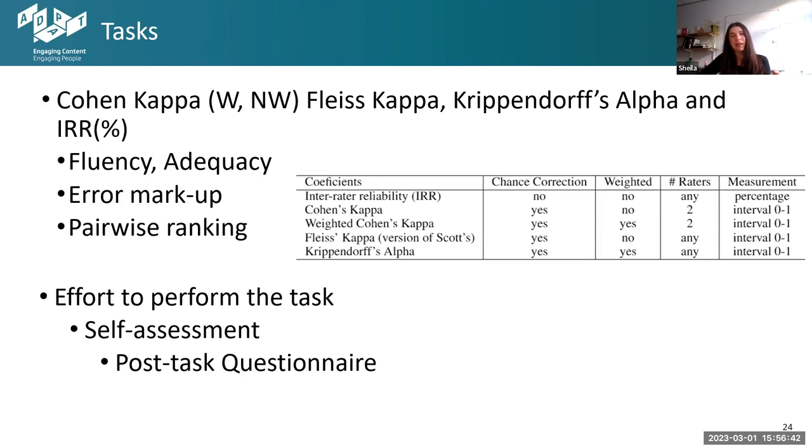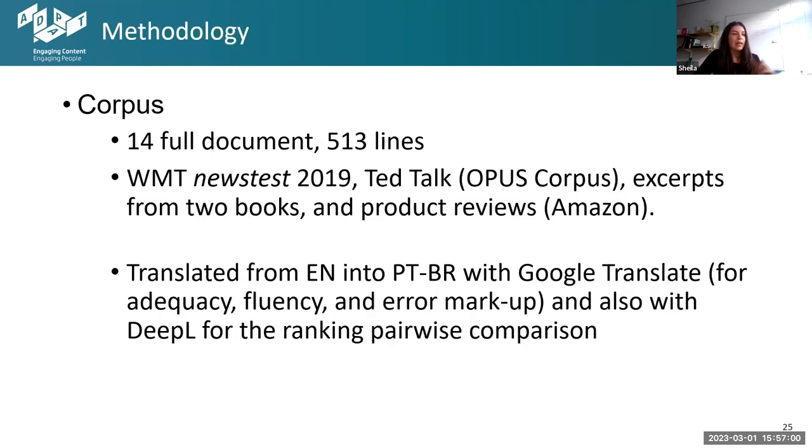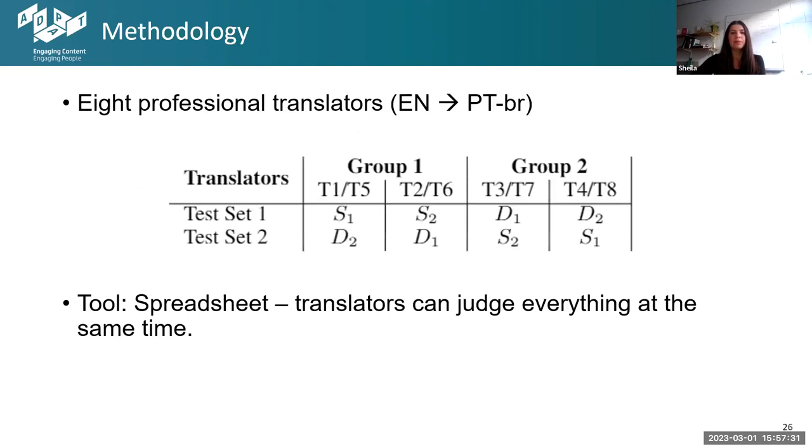I use exactly the same coefficients that I used the last time. I use the same self-assessment post-test questionnaire to measure the effort. I didn't care about time this time because it didn't work the first time. I decided to mix up the corpus a little bit. This time I used not only the WMT news test set, but I also looked into the TED Talk corpus, some literature, and product reviews as well. I translated them exactly the same way as before, from English into Brazilian Portuguese with Google and DeepL, to do the pairwise comparison.